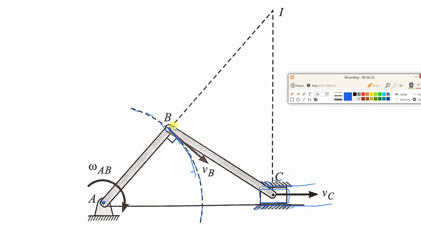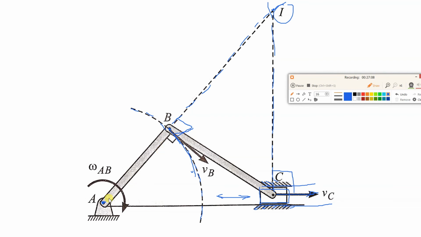Now to this velocity VB, I will draw a perpendicular. So here you can see I have drawn a perpendicular, this dotted line. Now this slider is sliding in the horizontal direction only. So what will be the velocity? It will be in the x direction only. Here you can see the velocity is towards the right, for example. So draw a perpendicular to this. Extend this perpendicular, and wherever it intersects with the other perpendicular, that will be the instantaneous center of rotation I. Okay, now it is for this position.